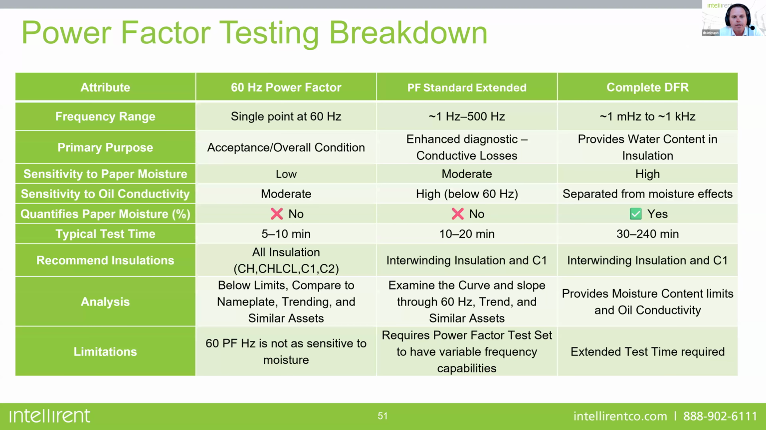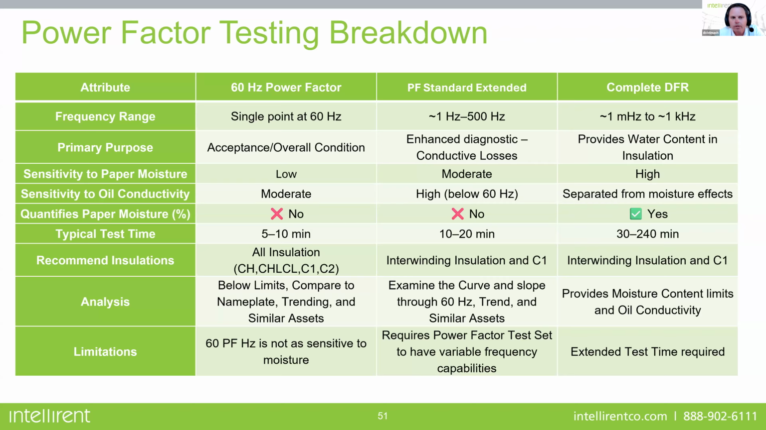So again, just a quick recap, you have your 60 hertz power factor. One thing I didn't talk about is test times: the test time at 60 hertz is about 5 to 10 minutes. You do it on CH, CHL, CL, C1, C2. You compare it to limits, pretty much compare to nameplate and trending. But 60 hertz power factor is not as sensitive to moisture. You have your extended, which is like 1 hertz to 500 hertz.